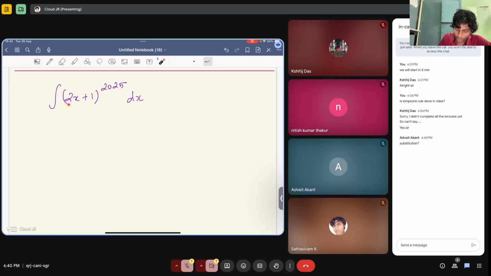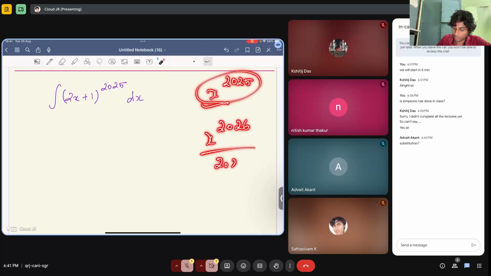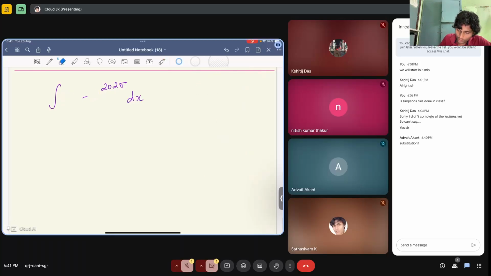Let's say I have this function here, but let's say this is quite complicated. If I know something like x power 2025, then I know how to integrate, right? So x power 2025 is nothing but x power 2026 by 2026. That I know, but now I have something here which is stopping me from doing that, right? So now what you do is you take this as let's say some u. So you take instead of this term, you substitute as u. This will be 2x plus 1.